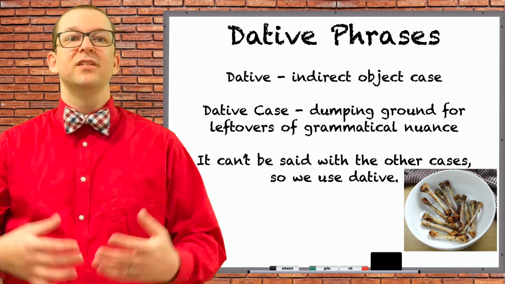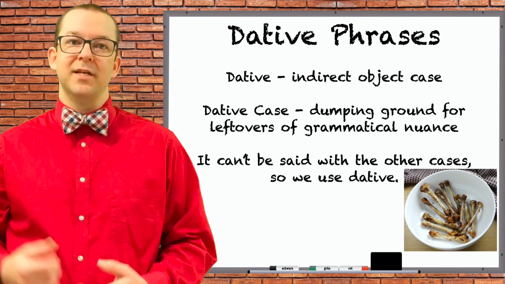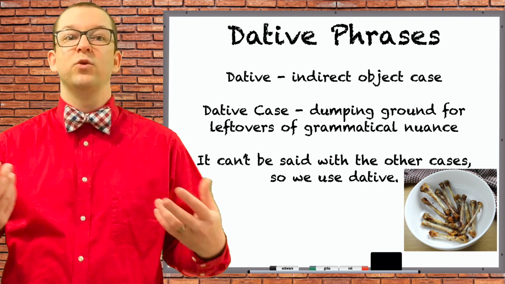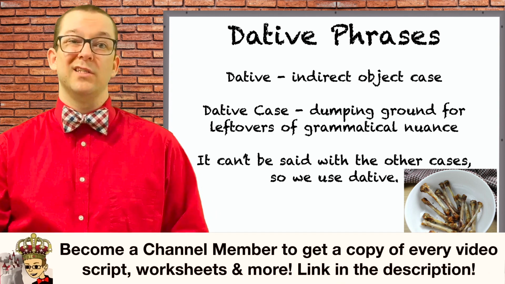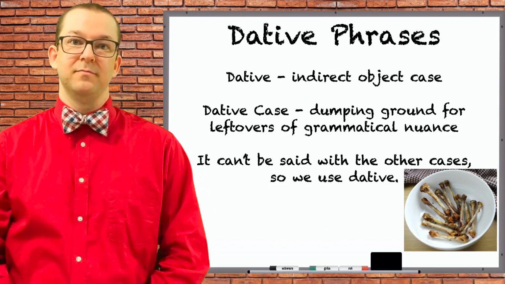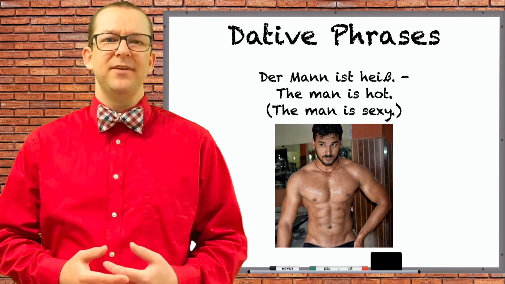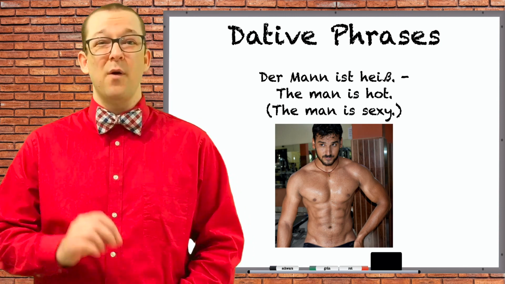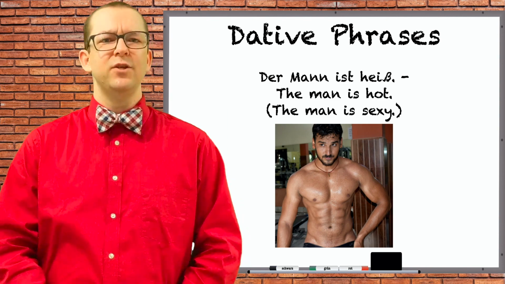To understand this, we have to expand our understanding of the dative case. The dative case is usually explained as the indirect object case, which is normally true, but it's also a dumping ground for leftovers of grammatical nuance. Really, it's the only case that we can use in these sentences that expresses what we want to say. If we use the nominative case here, we have a whole slew of problems. Der Mann ist heiß. The man is hot. Saying this with the nominative case indicates that the man is hot, as in sexy. While this may be true, it's not what we're trying to express in this video, so the nominative case is out. Let's try it with the accusative case.